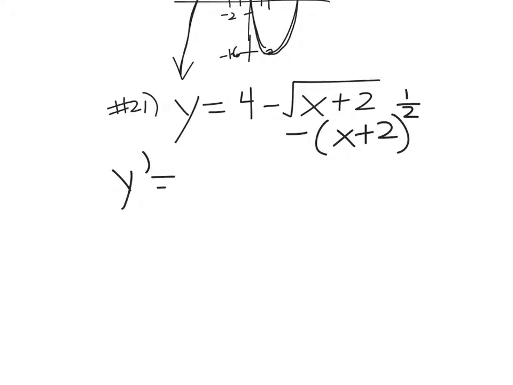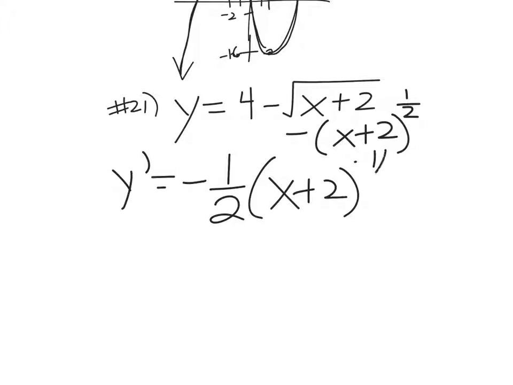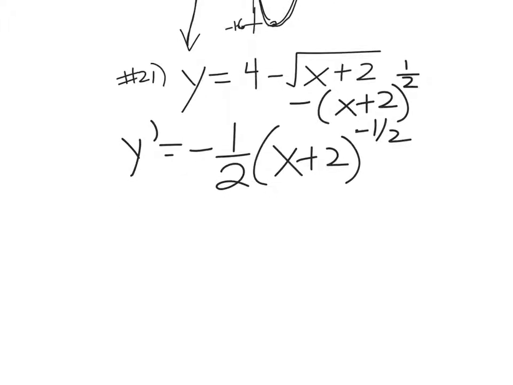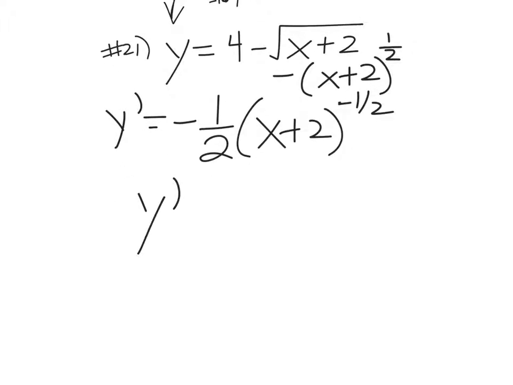Yeah, there we go. I was going to write negative. All right, so bring the 1/2 down. I was already taking the derivative. Bring the 1/2 down and then subtract 1 off, and that's where you get that negative 1/2. So the derivative would be negative 1 over 2 rad x plus 2.